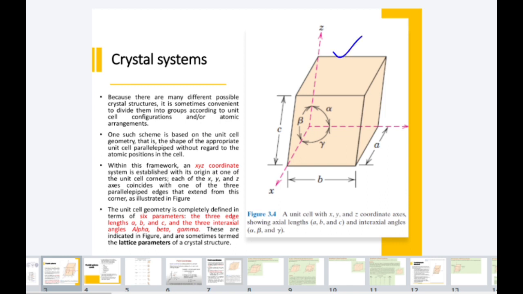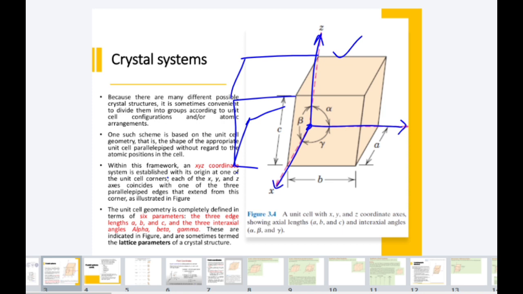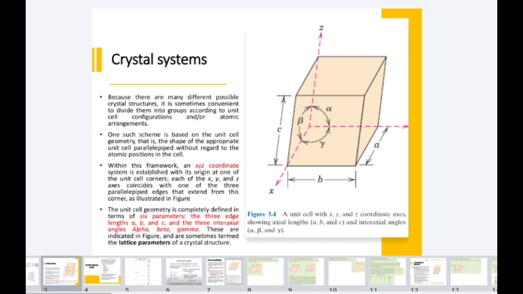Now within this geometry, we have an X, Y, Z coordinate system. If you look here, we have the X axis here, the Y axis here, and the Z axis here. The coordinate system is established with its origin at one of the unit cell corners. Now this coordinate system we have to fix at one unit cell. You know this is a single unit cell, but the whole material has a lot of unit cells, right? So if we want to study, we can fix it at this corner or even at that corner, at any corner we can fix it, right? Now the unit cell geometry is this geometry for this unit cell.